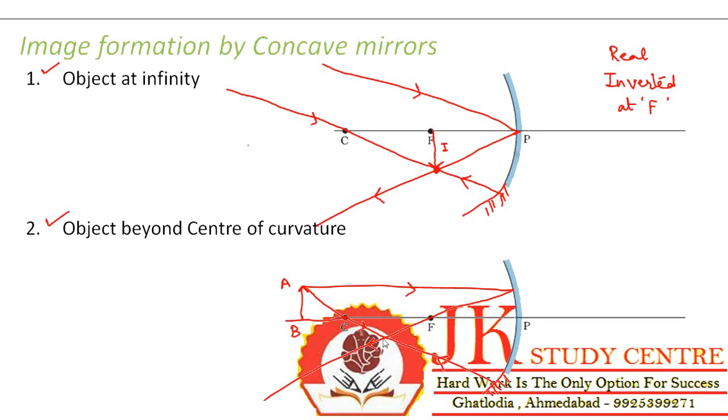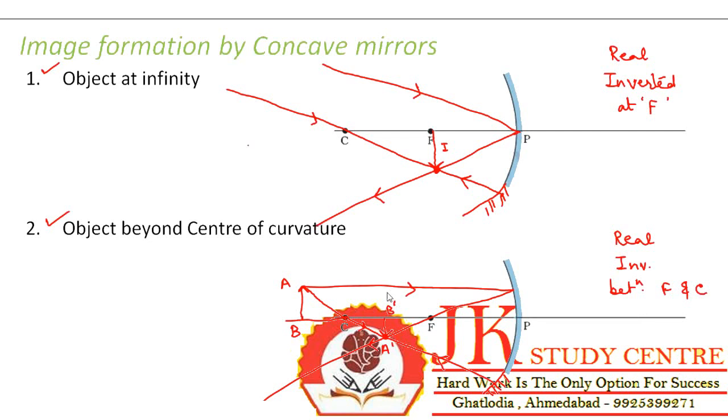So which is the point where the two reflected rays are meeting? This is the point, so that means an image will be formed here. We will call this image B dash A dash. Now what is the nature of this image? This is real again, because the rays are actually meeting at this point. It is inverted again, right? What is the location of the image? If the object is located beyond the center of curvature, then the image is formed between the principal focus and the center of curvature.